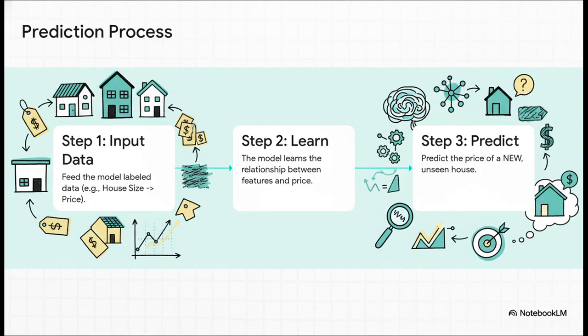And the whole process is actually pretty straightforward. Step 1. You feed the model tons of that labeled data, house features and their matching prices. Step 2. The model gets to work, kind of like it's cramming for a test, finding all the hidden relationships between, say, having 3 bathrooms and a higher price tag. And then Step 3. The final exam. You show it a brand new house it's never seen before, and it has to predict the price. That's supervised learning in a nutshell.